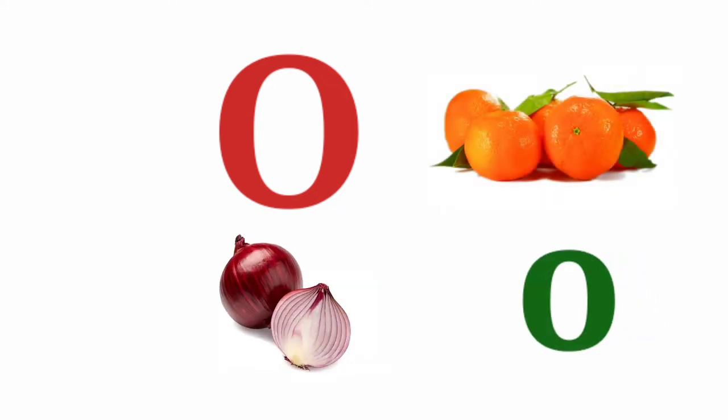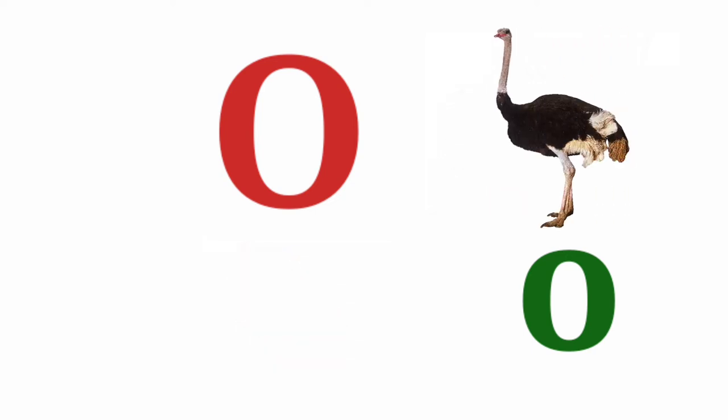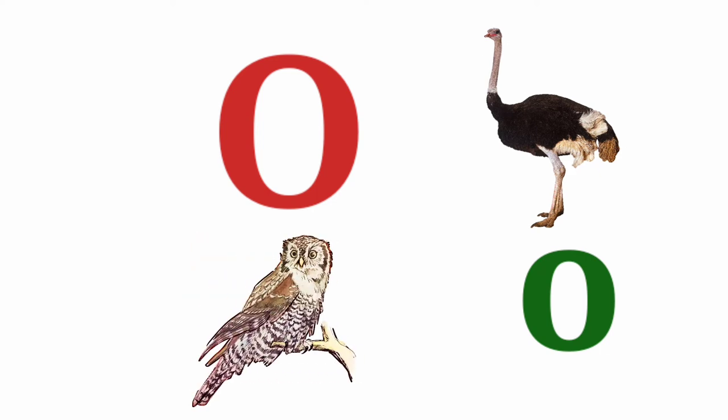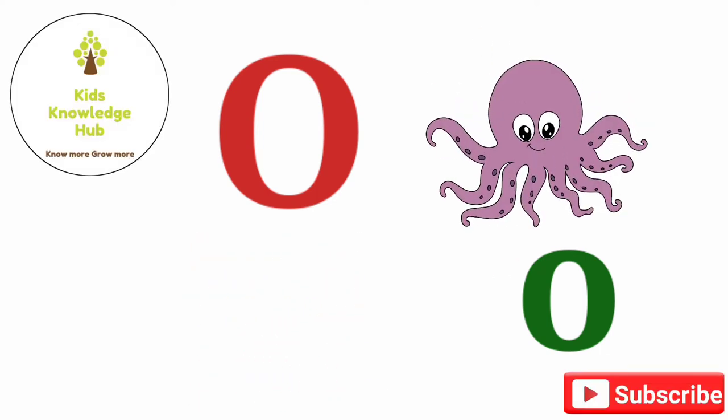Letter is O. Sound is O. O, O, O. O for orange. O for onion. O for ostrich. O for owl. O for octopus.